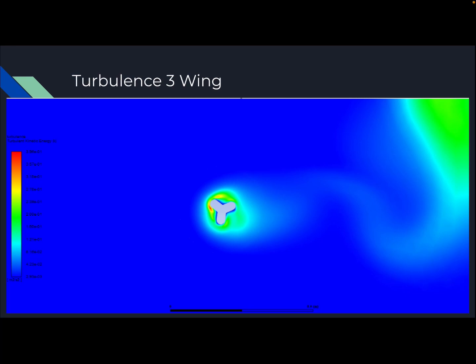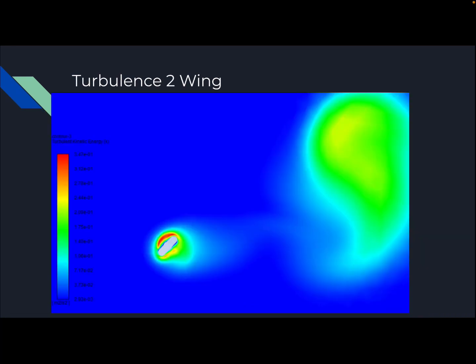And here is the turbulence of the three-wing. You can see the red is the higher points of turbulence, and the blue is the lowest point of turbulence. There's very little red up on the front of the top left of the three-wing fidget spinner, and if you follow back you can see a trail of turbulence, and you see the green blob. There's also a little bit of turbulence way in the back right corner.